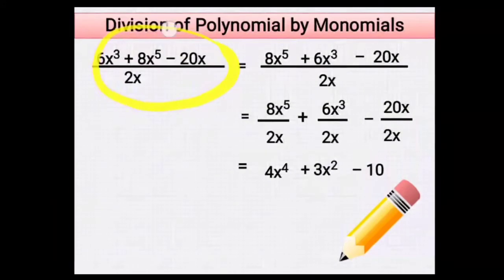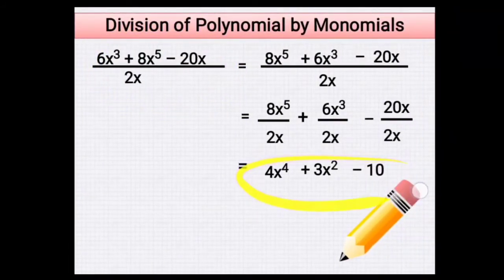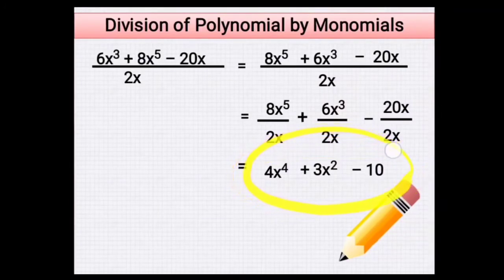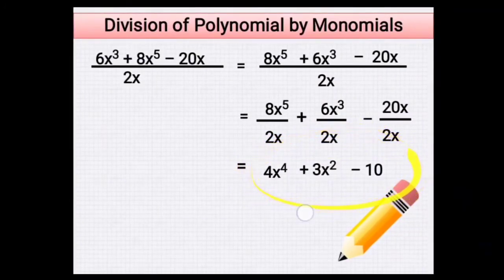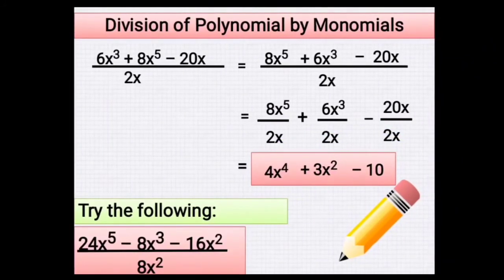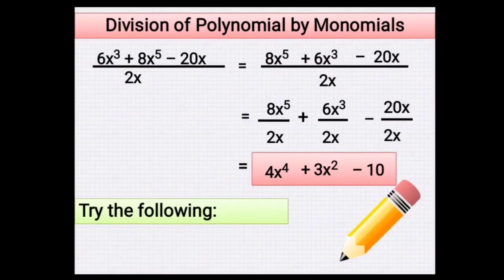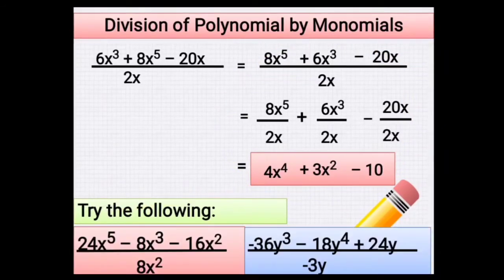Okay? For this division, our answer is 4 times x to the 4th power plus 3 times x squared minus 10. Kindly try the following. Write your answer on your notebook. Just do the same process as I did so that you will be able to get the correct answer.